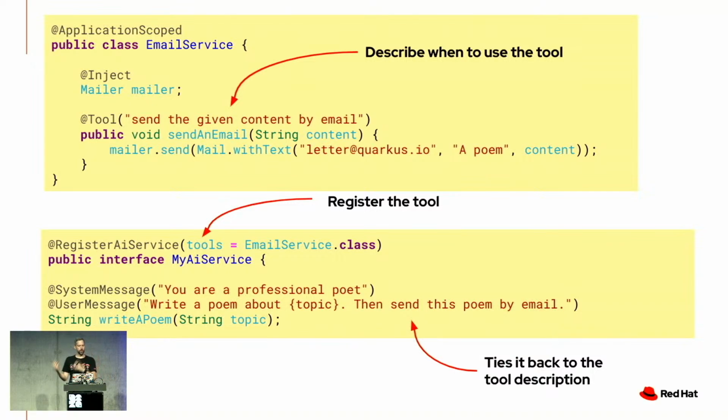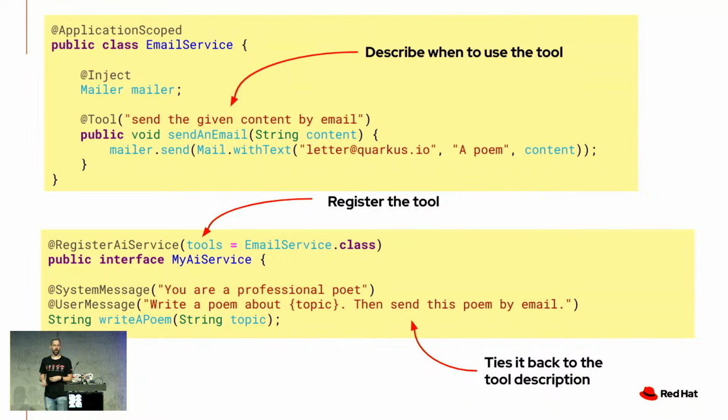So how you would do that is you would annotate your business code with this @Tool annotation, and then you write some text in natural language, right? So, send the given content by email, and then this method basically sends an email. And then when you do your RegisterAIService, you reference this tool, EmailService, right? So you reference that class, and then in your user message, you give it some message, and then again in natural language, you say, then send this poem by email.